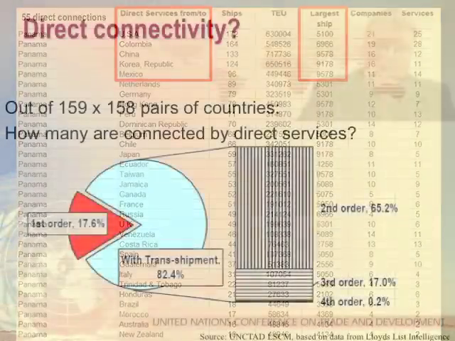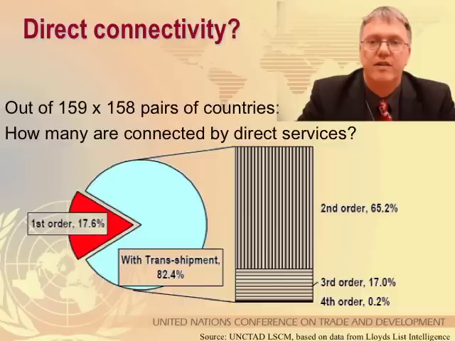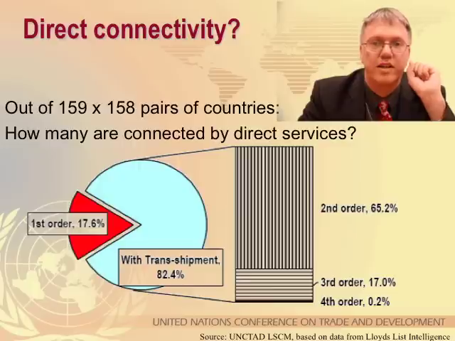Now, having shown these examples, if you look at direct connectivity, out of the 159 times 158 pairs of countries, how many are connected by direct services? It's just less than 18%. For the rest, 82%, you need at least one transshipment, and for the large majority, approximately two thirds, you can go from A to B with just one transshipment.